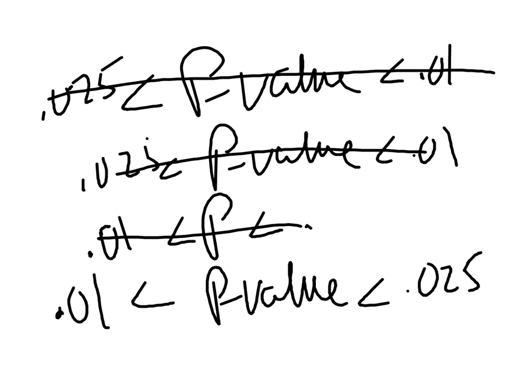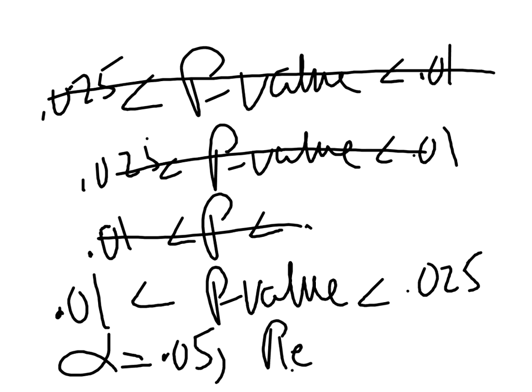So our p-value lies between 0.01, in other words, it's greater than 1%, and it's less than 2.5%, or 0.025, and therefore, since our original alpha was 0.05, we would reject the null hypothesis.